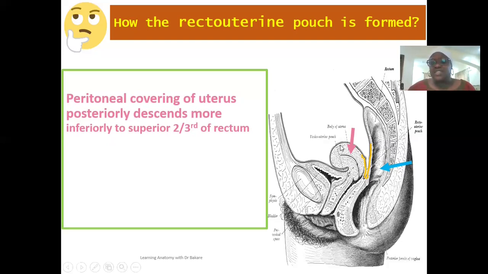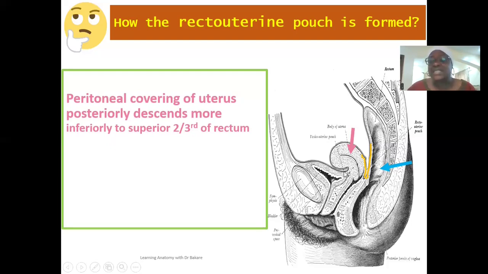So if you go to the anterior region, you see that the peritoneum covering the anterior region of the uterus is limited to the isthmus, which is the narrow constricted region of the inferior border of the body of the uterus. And this is where you then have this extension over the base of the urinary bladder.